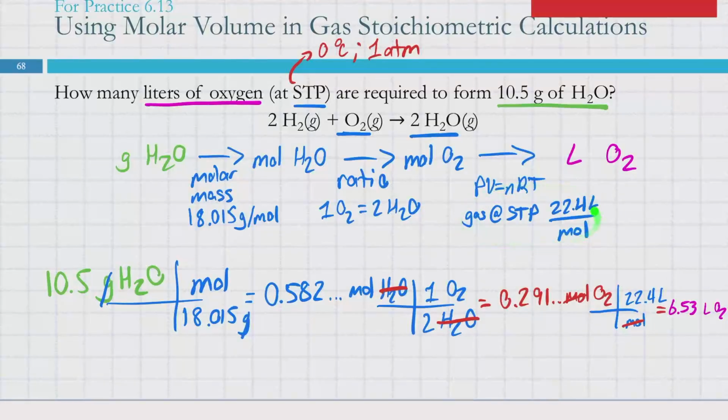It would also be helpful to remember that gas at STP has this 22.4 liters per mole, because it lets you skip through some calculations. It's not strictly speaking absolutely necessary, but it is definitely helpful.